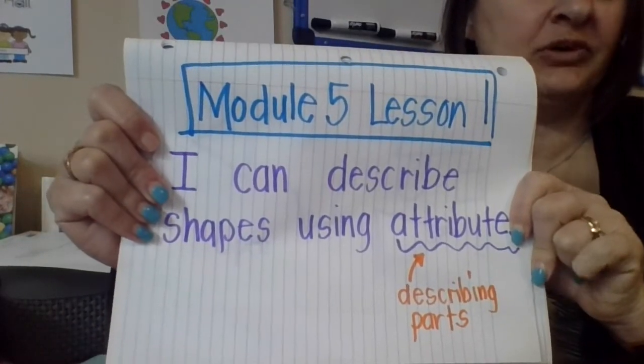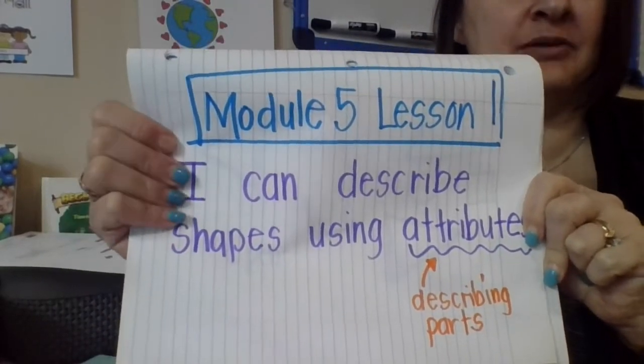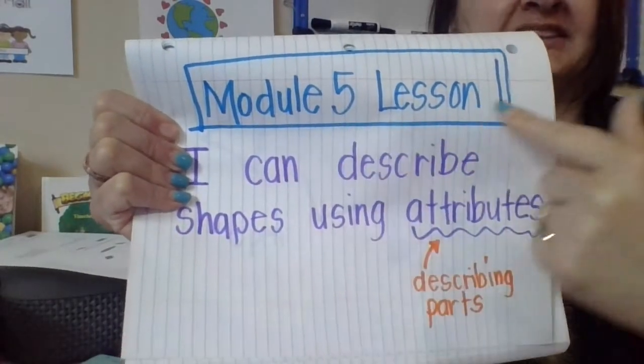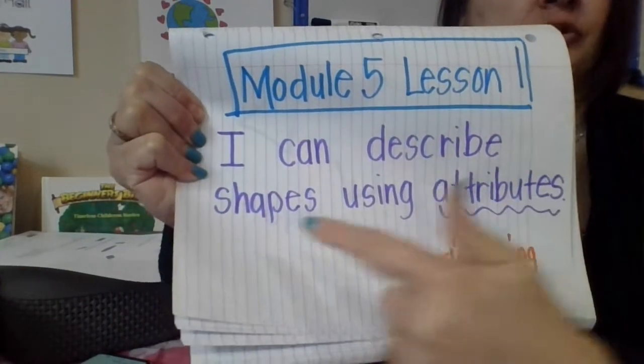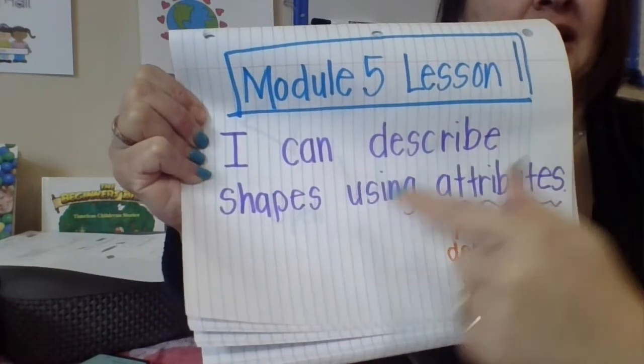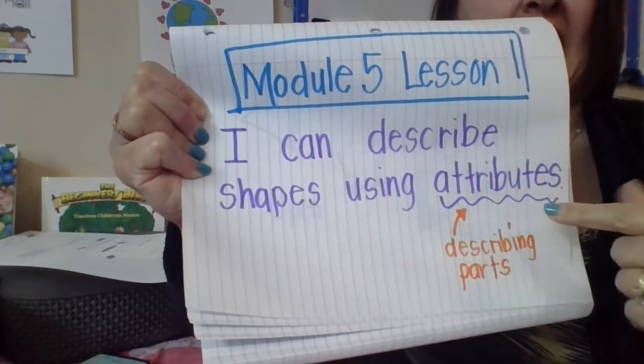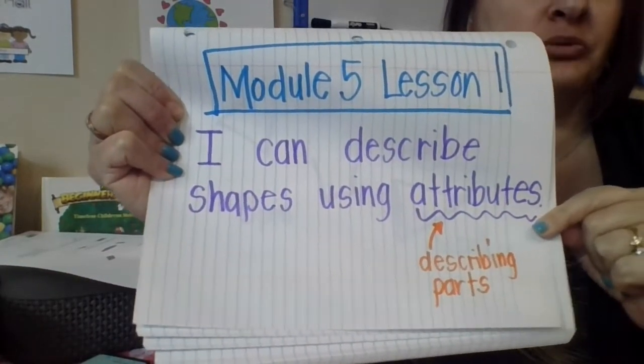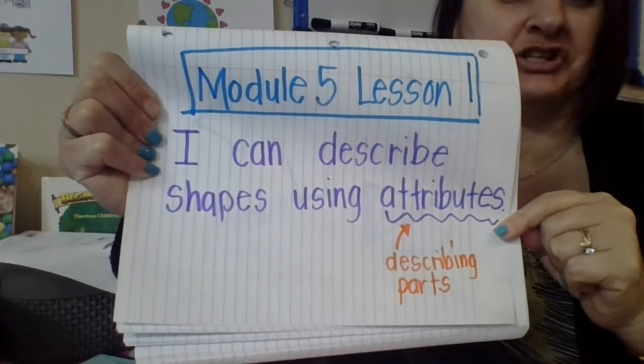Hi friends, we're going to start off with some math today. We're doing Module 5, Lesson 1. And our learning goal will be, I can describe shapes using attributes. So we're starting our new topic and we're doing shapes.